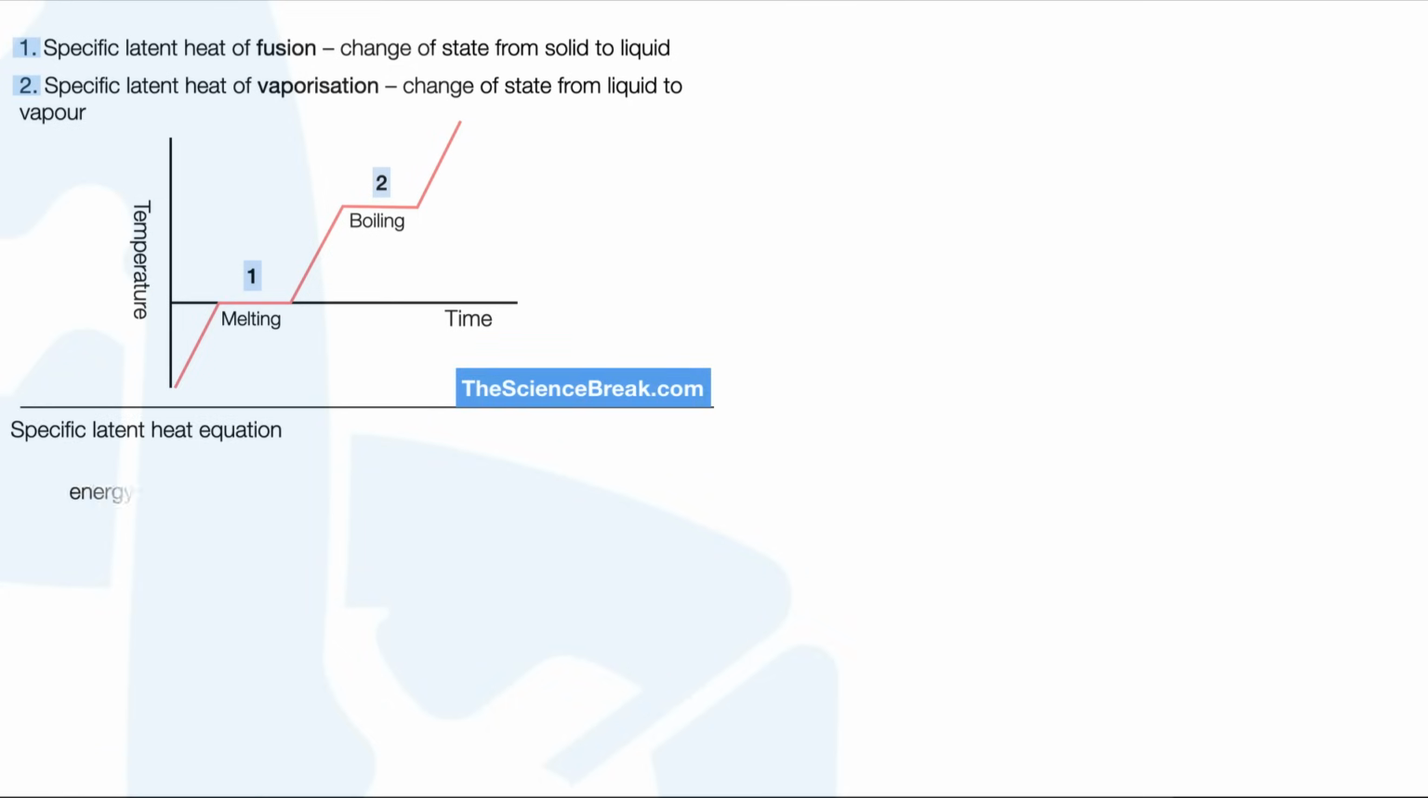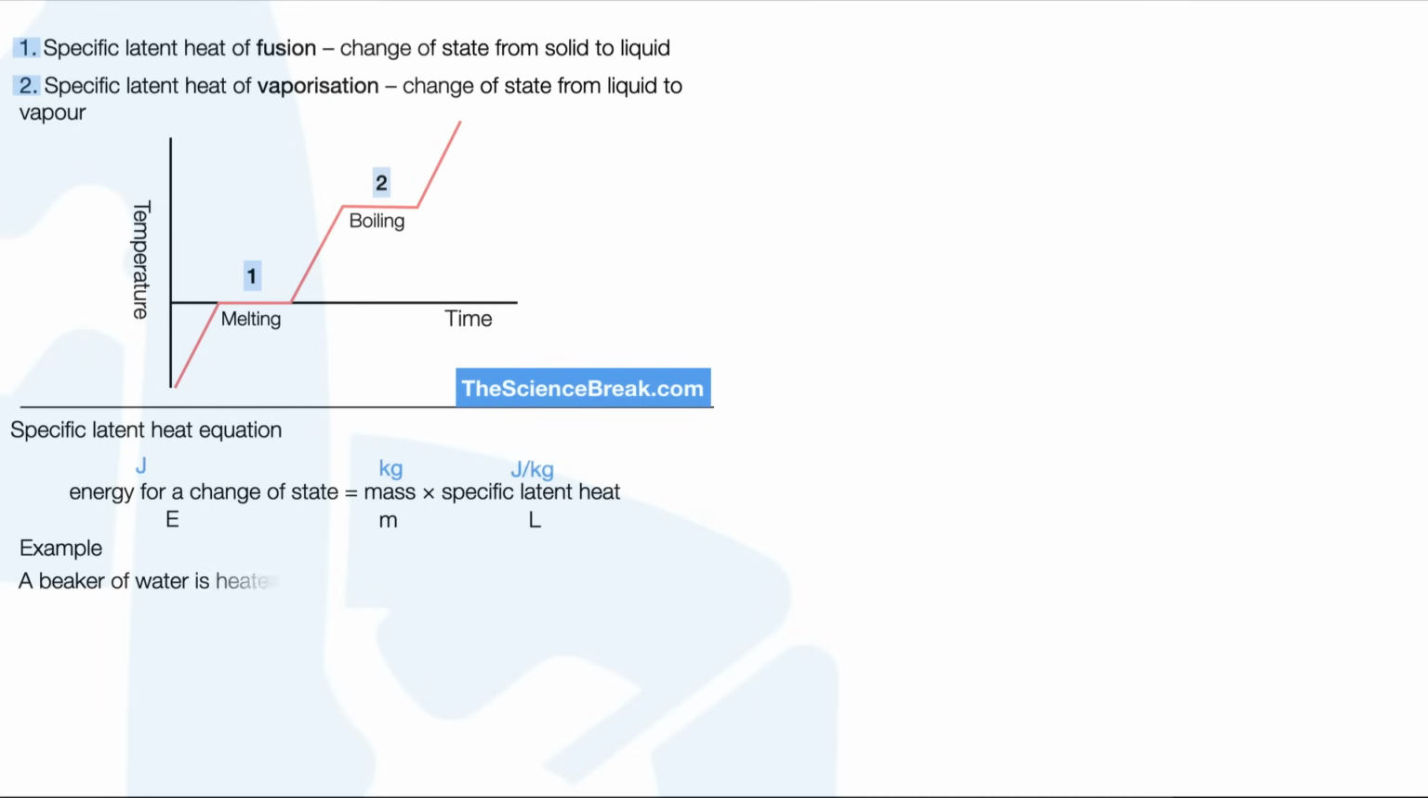Next, we take a look at the equation. Specific latent heat equation, this is energy for a change of state equals mass times specific latent heat. It doesn't matter if it's melting or boiling, but this is the equation. Energy for a change is measured in joules, mass in kilograms, and specific latent heat in joules per kilogram. And these are the symbols for the equation.